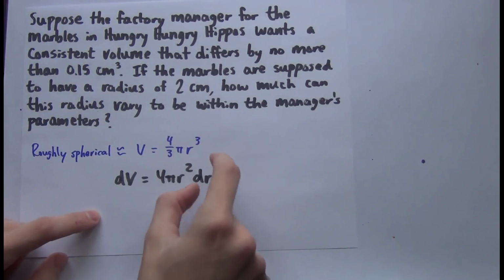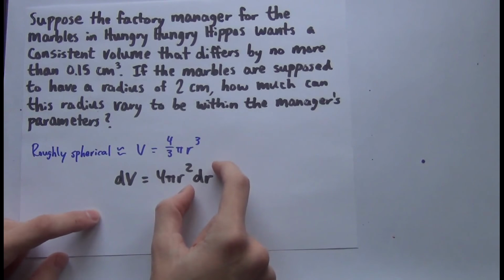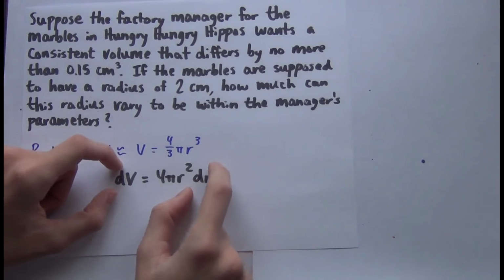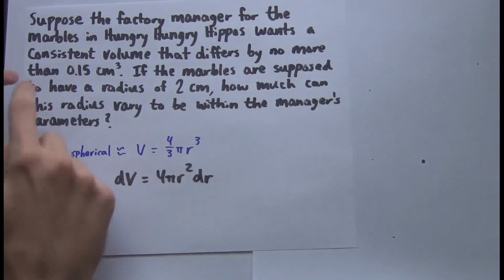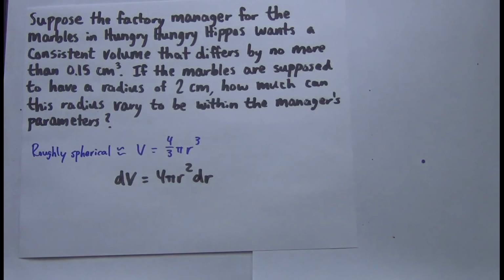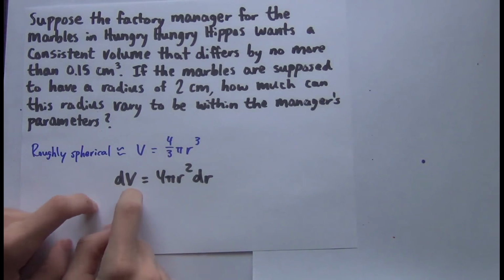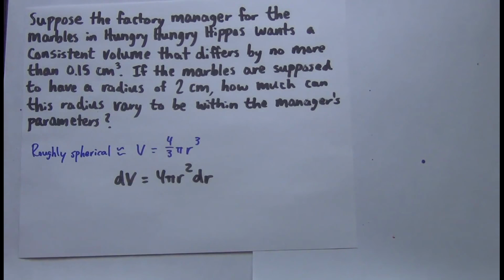So I'm looking at how much my radius can vary to get a variance in the volume. I just said that I want the volume to differ by no more than 0.15 cubic centimeters. So my change in volume would just be 0.15.